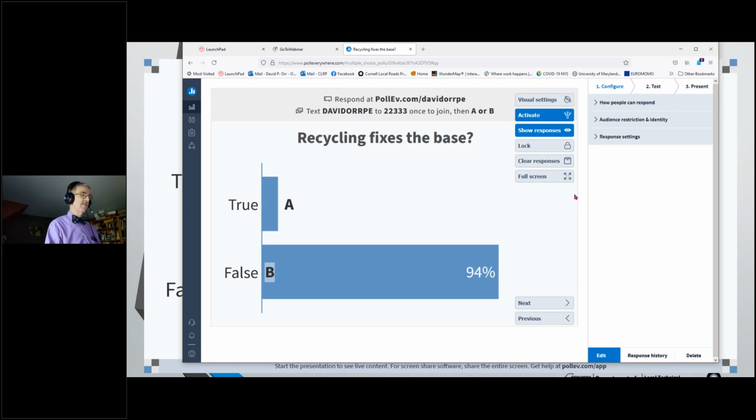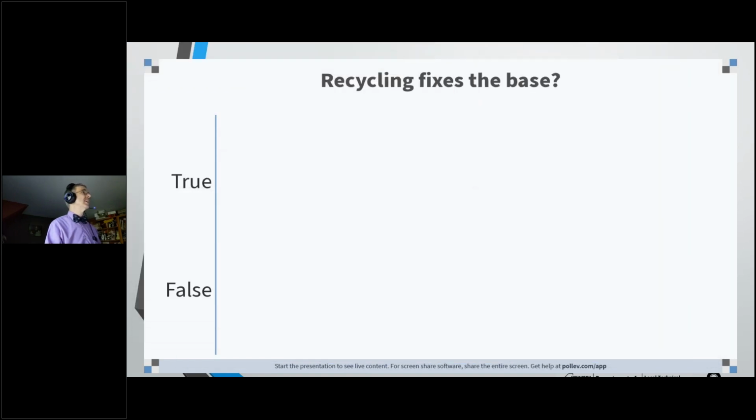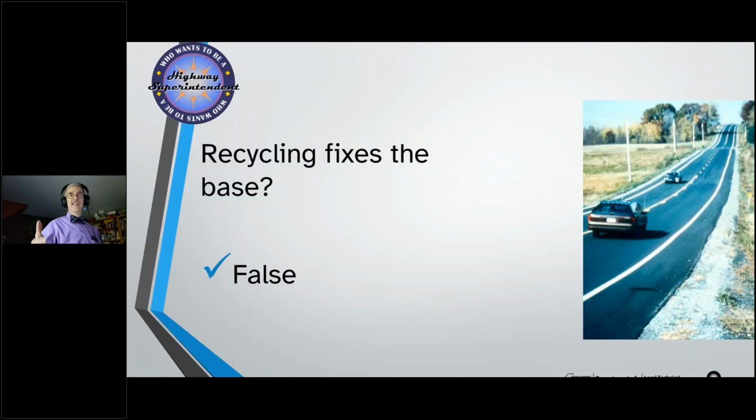And most people say false. Okay. 94% of you say false, and I would agree with you. And again, this is sometimes a matter of terminology. Recycling typically stays near the surface. When we start getting into the base, we usually call that reclamation or rehabilitation. And again, it's just a matter of making sure we understand what we're talking about. But recycling is reusing what's already there to some extent. And so it's really a false in this case. Recycling deals with the surface layers, normally asphalt, but you can actually recycle concrete, though we don't do it very often.